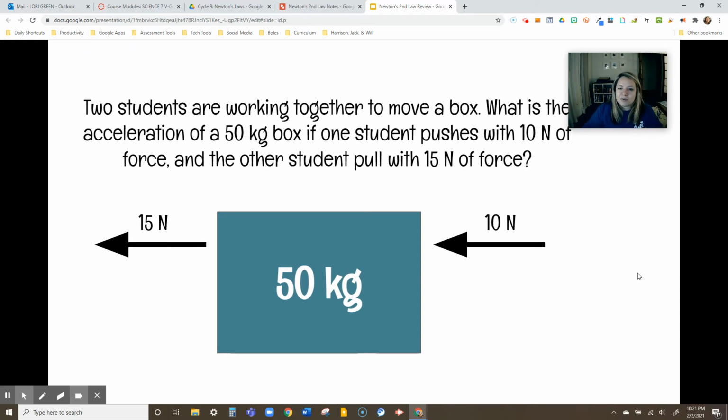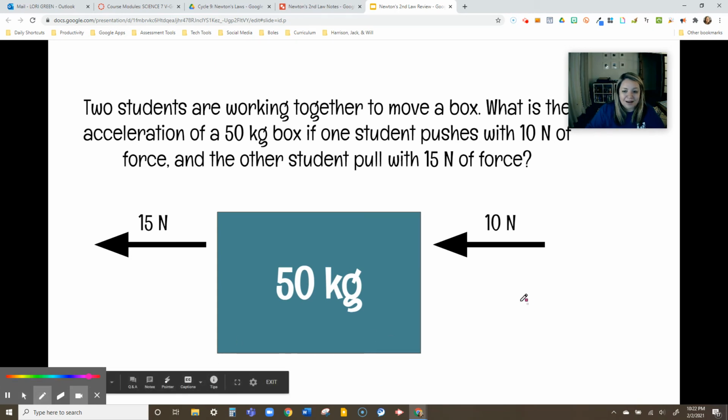Okay, so this sample problem actually combines what you've learned about calculating net forces on an object, so all of the forces on an object to get that one net force to determine if it's balanced or unbalanced, and taking Newton's second law into account with the relationships between force, mass, and acceleration. So here's our problem. Two students are working together to move a box. What is the acceleration of a 50-kilogram box if one student pushes with 10 newtons of force and the other student pulls with 15 newtons of force?